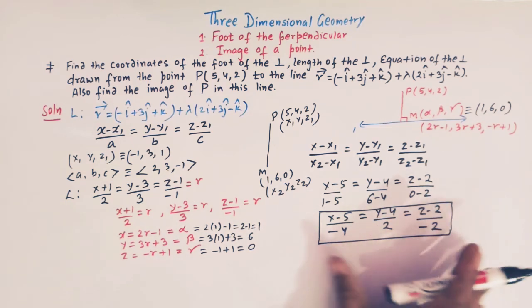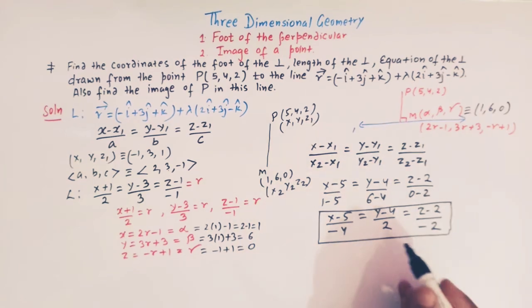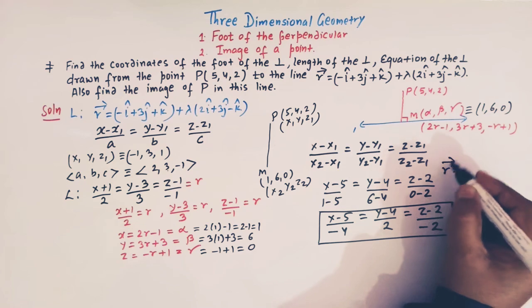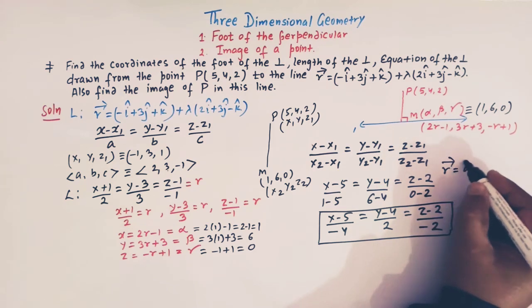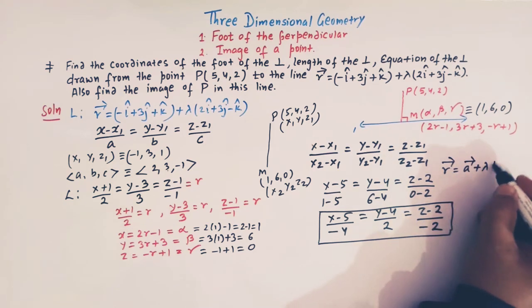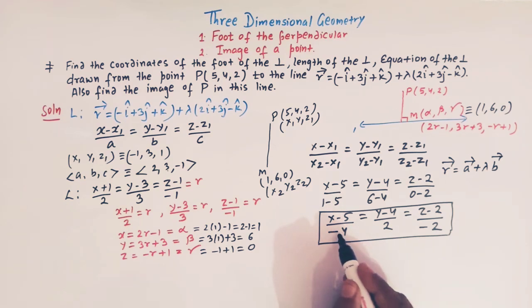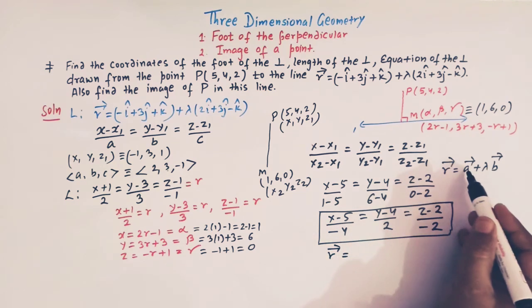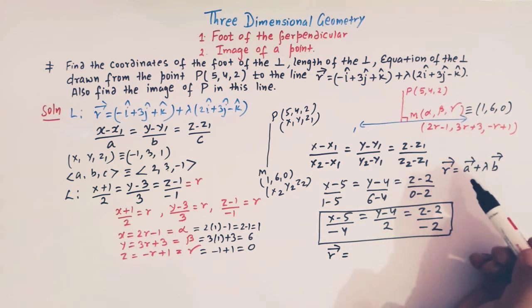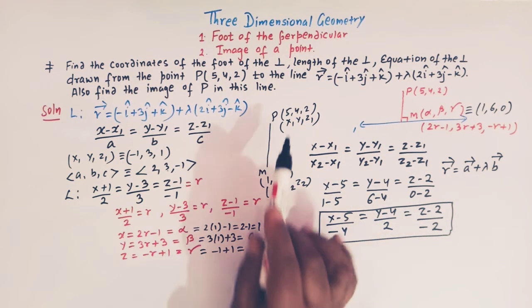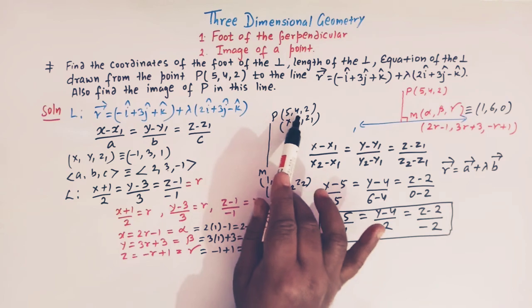We can also write this Cartesian equation in vector form. So the vector form of the line is r vector equals vector A plus lambda vector B, right? So now we can convert this Cartesian equation into this form. So vector r is equal to vector A. Vector A is the point through which the line is passing. So here we can take vector A as 5, 4, 2.